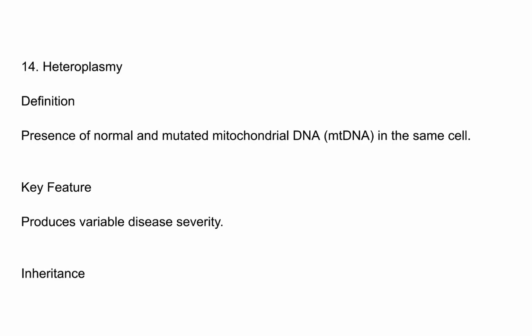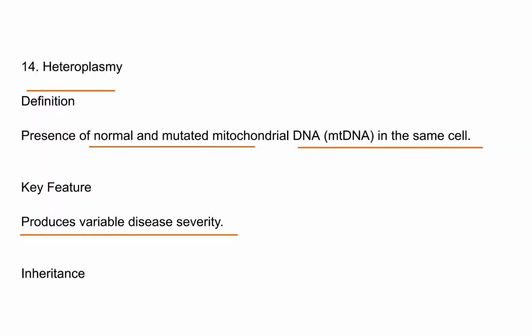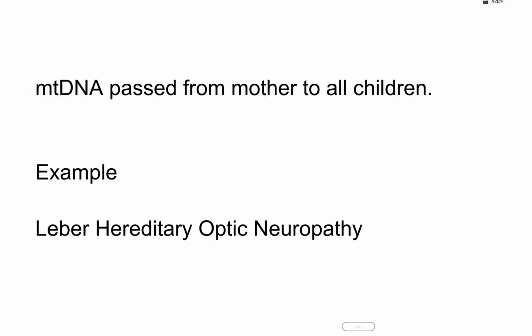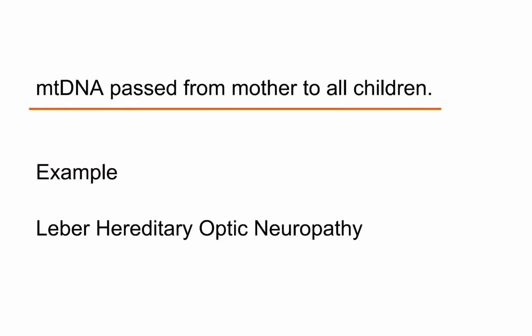Heteroplasmy. Definition: presence of normal and mutated mitochondrial DNA in the same cell. Key features are: it produces variable disease severity, and mitochondrial DNA is inherited from mother to all children. For example, Leber hereditary optic neuropathy, or LHON.